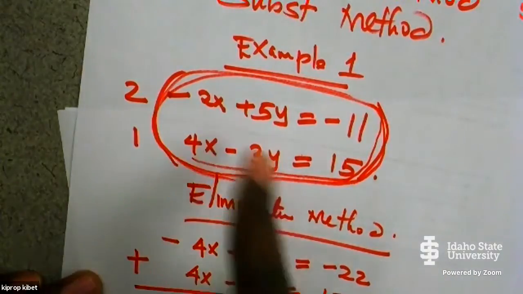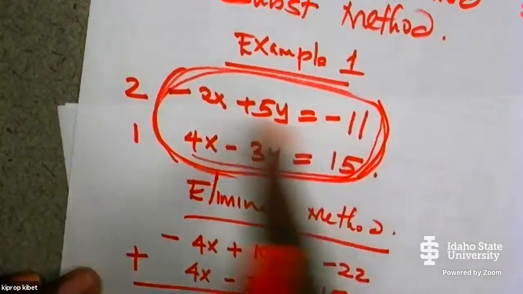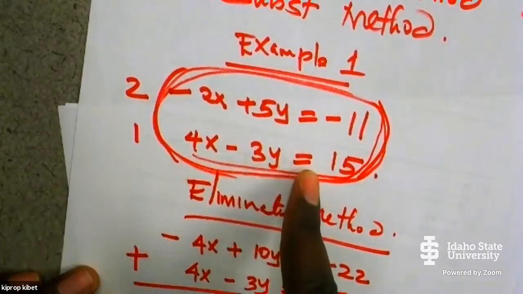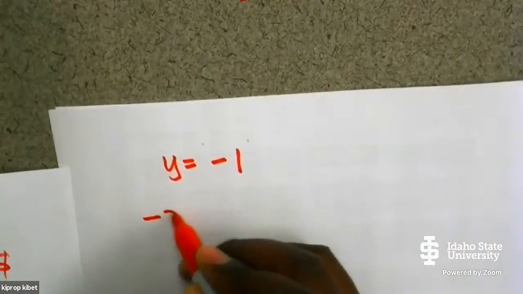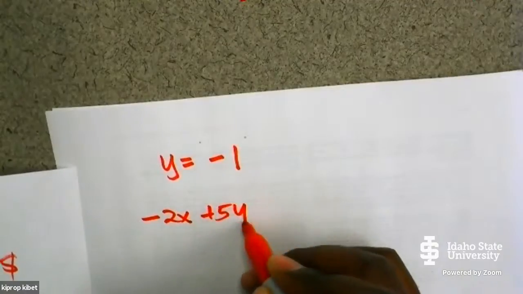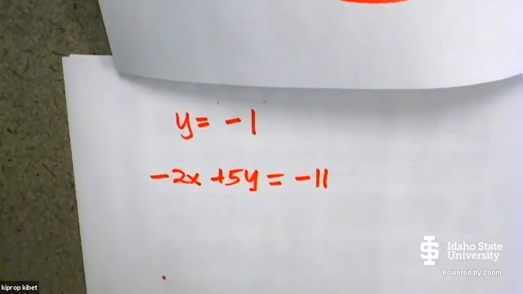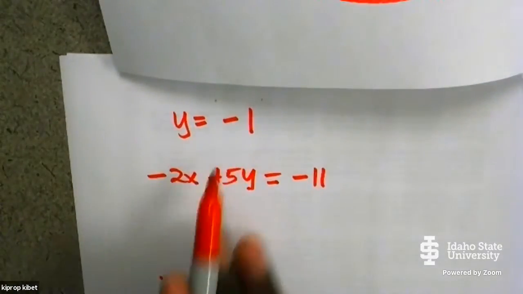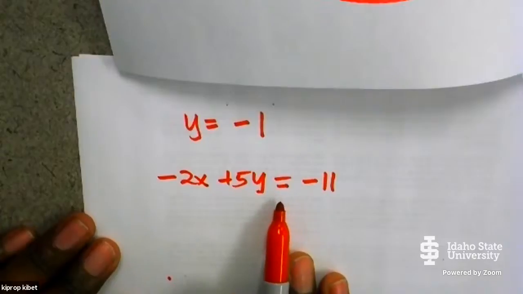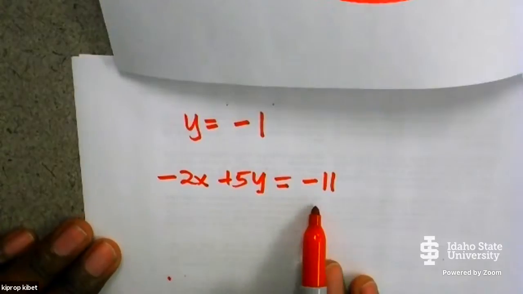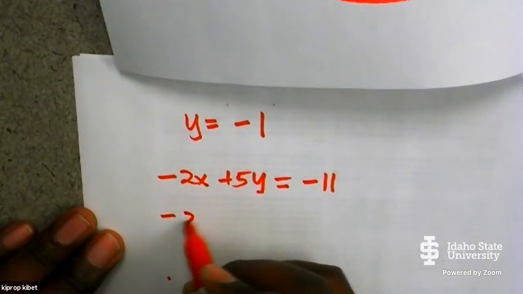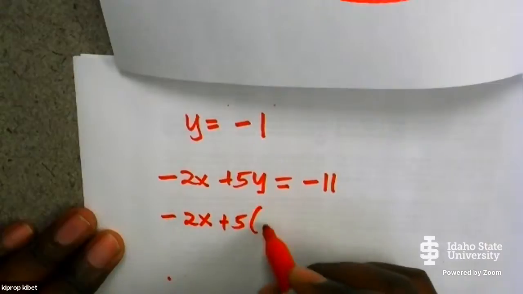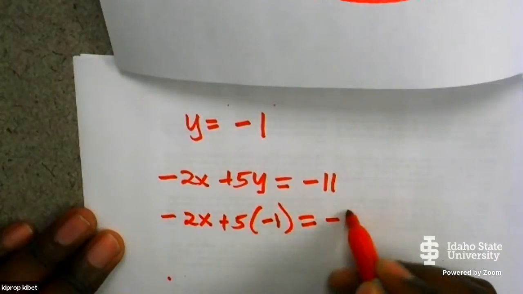So you can pick one of them. You can pick the first equation or the second. So we can pick the first one. And the first one was what? Minus 2x plus 5y equals to minus 11. So we now know that y equals to minus 1. So we substitute where there is y in the first equation. So when you substitute y equals to minus 1, you get minus 2x plus 5 times minus 1 equals to minus 11.